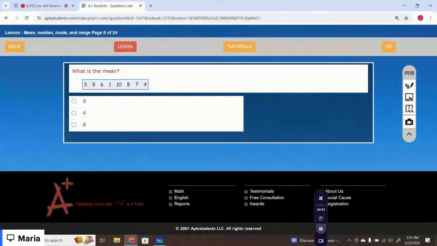What is the mean? For the mean, you need to add them all. Then you have to divide the sum by 8. Let me just add: it's 3 plus 9 plus 6 plus 1 plus 10 plus 8 plus 7 plus 8. The sum is 48. We need to divide it by 8. So 48 divided by 8 is 6. So the correct option is 6.